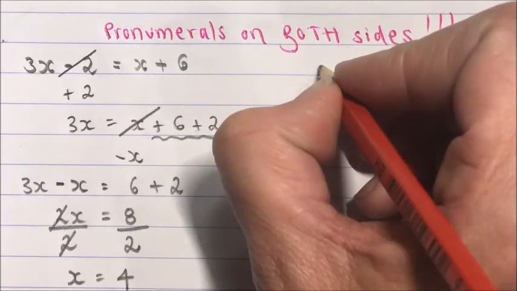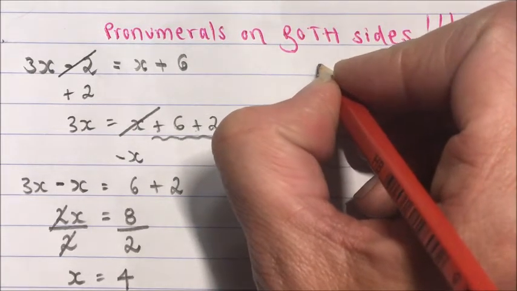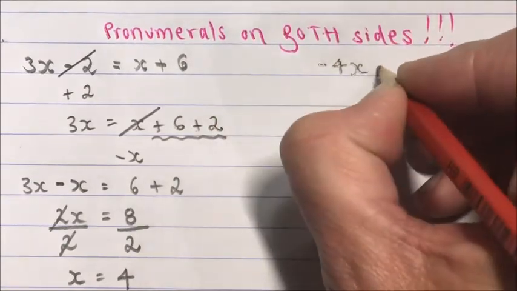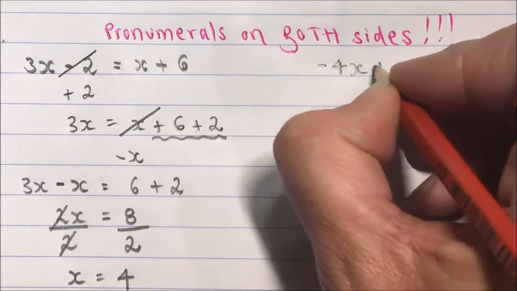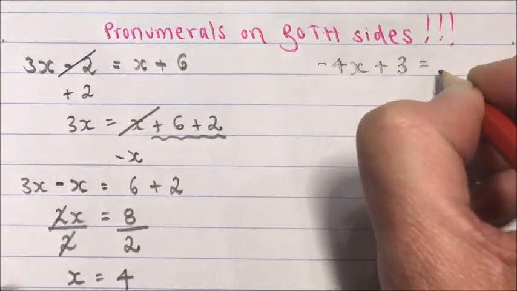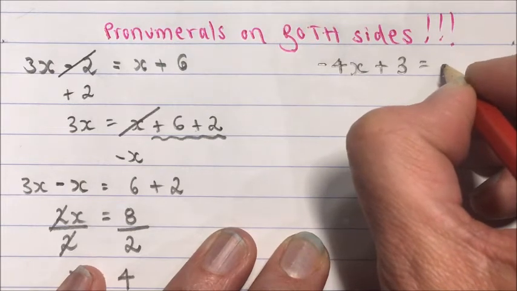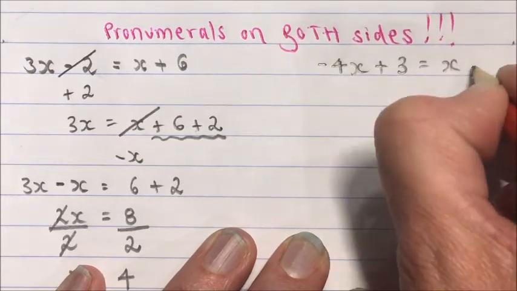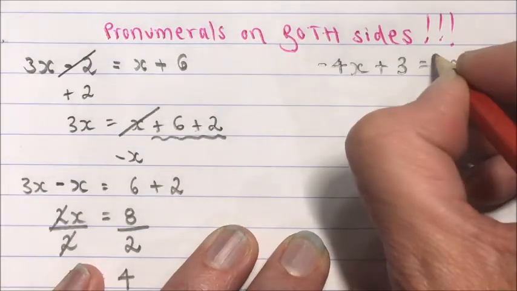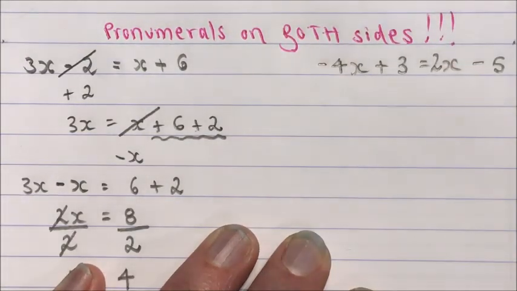Let's go for, this time I'm going to say negative 4x plus 3 equals x minus 5. Let's make it 2x minus 5.